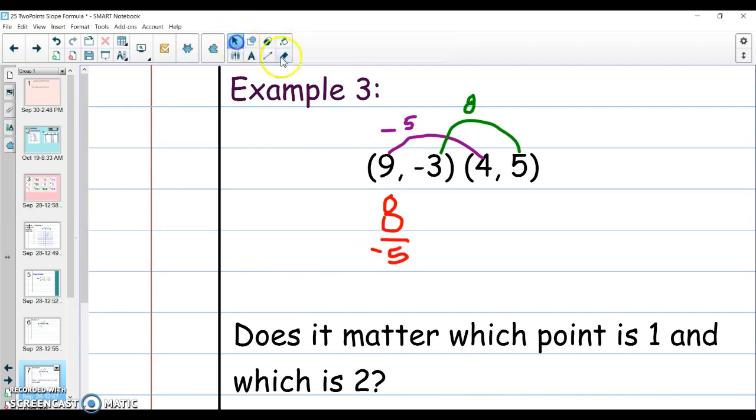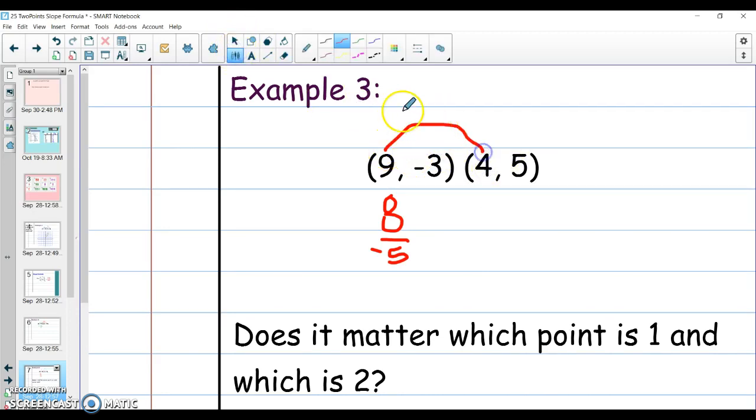Well, say, for example, what if I tried it the other way? So let me erase this stuff here, and let's try it the other way. What about the distance between 9 and 4? Well, 9 minus 4 gets you 5. And then the distance between negative 3 and 5, negative 3 minus 5, gets you negative 8. I end up getting negative 8 over 5.